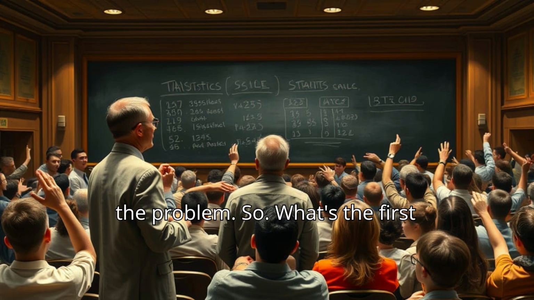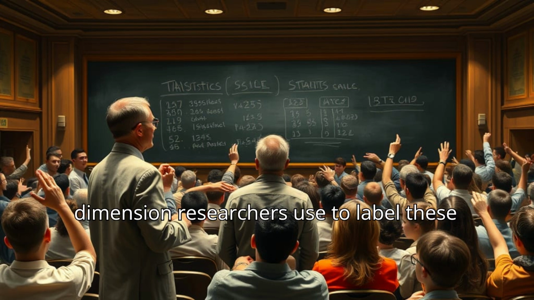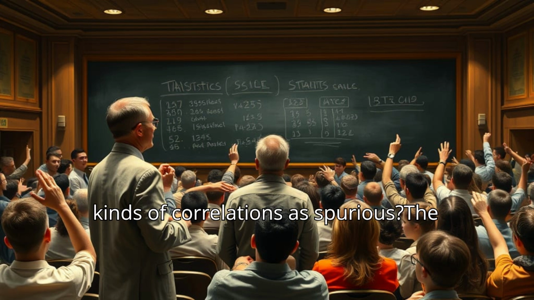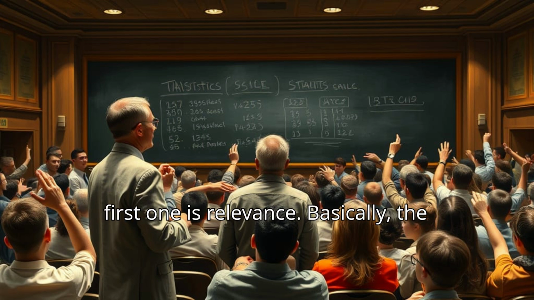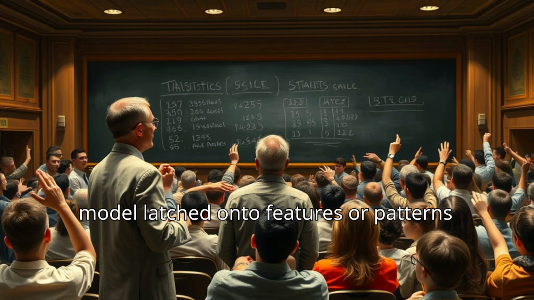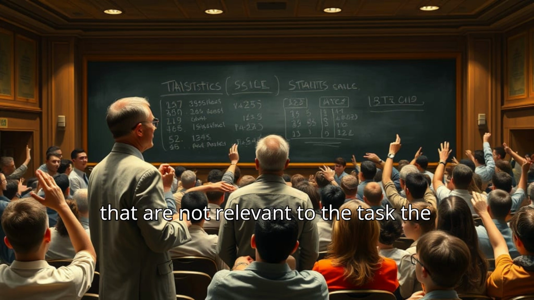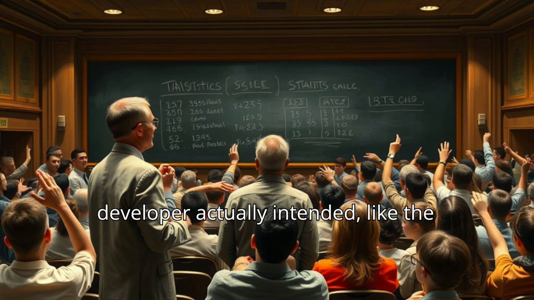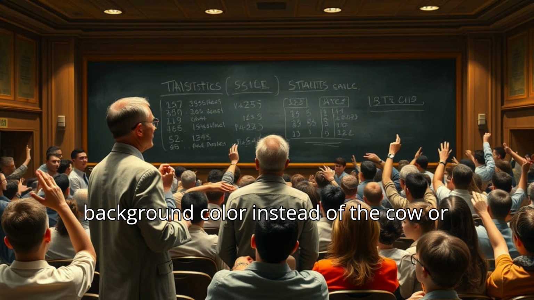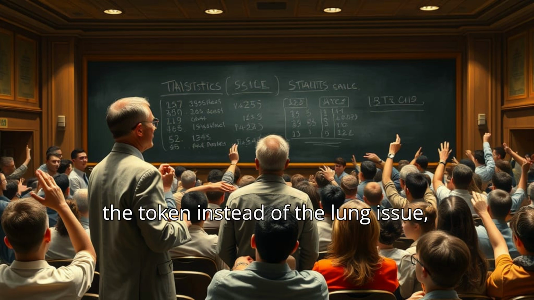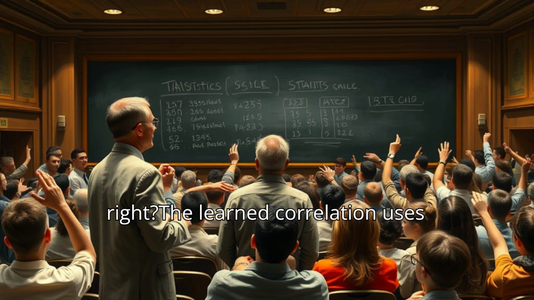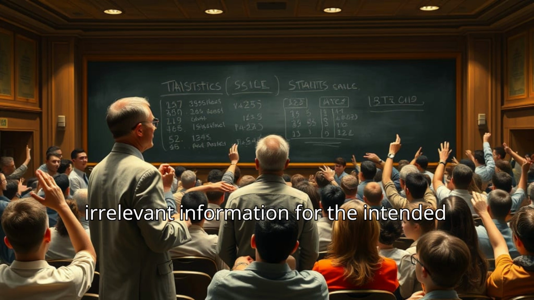So what's the first dimension researchers use to label these kinds of correlations as spurious? The first one is relevance. Basically, the model latched onto features or patterns that are not relevant to the task the developer actually intended. Like the background color instead of the cow, or the token instead of the lung issue. Right. The learned correlation uses irrelevant information for the intended task.